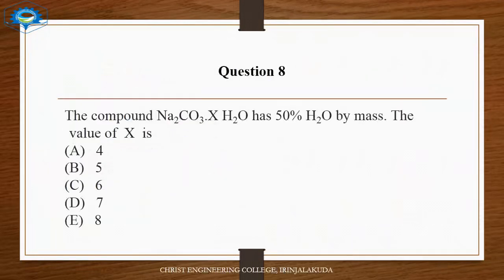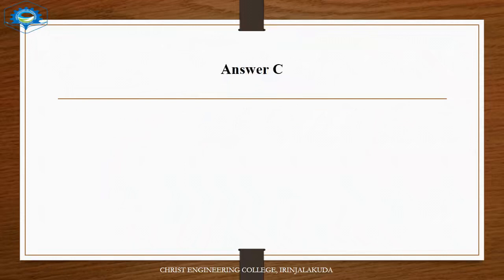Okay. So question number 8 here: the compound Na2CO3.XH2O has 5% water by mass. The value of X will be: option A 4, option B 5, option C 6, option D 7, option E 8. The answer is C. How will we find this answer?